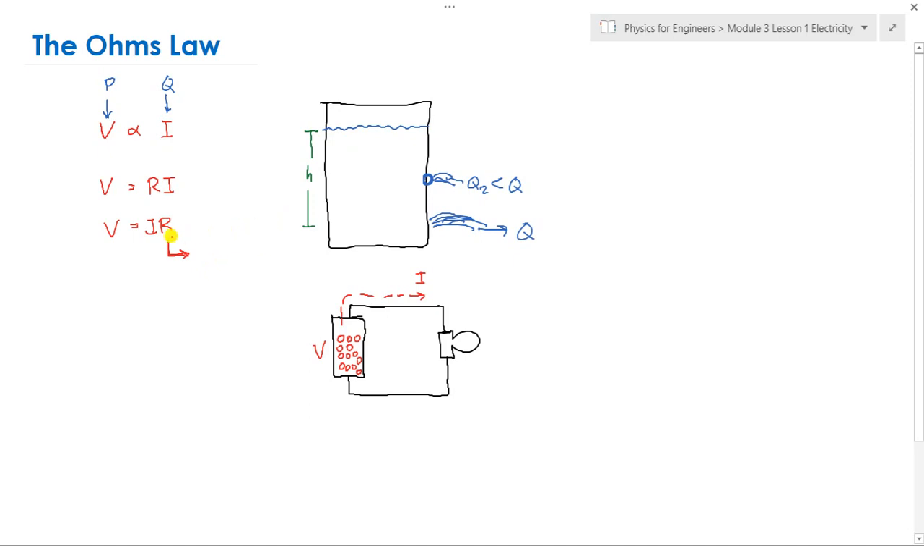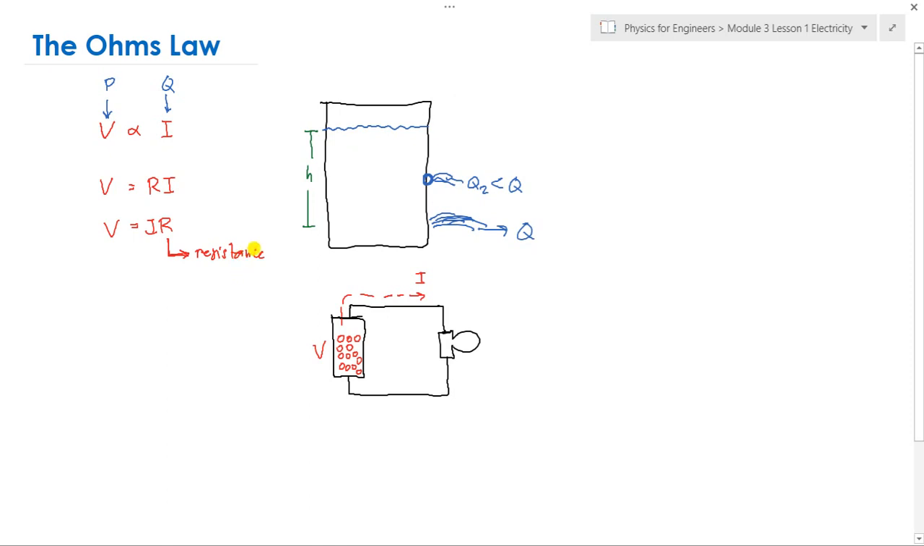Any idea what R is? What is it? Are you still following? What is R? Okay, resistance. Correct. So it is resistance.